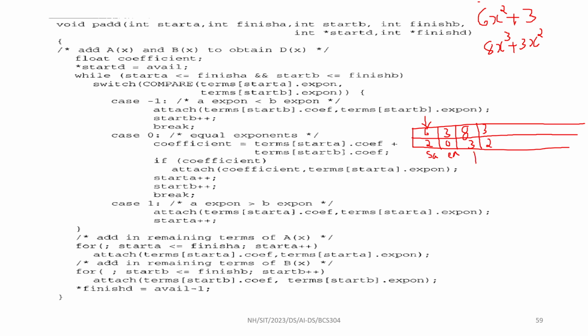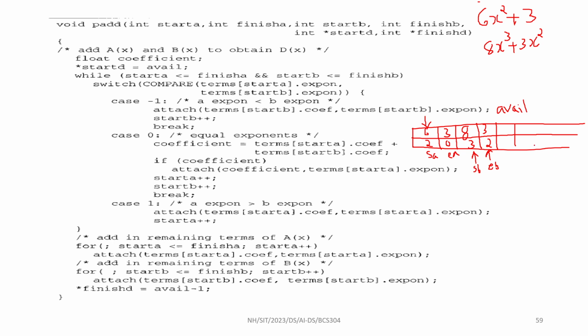This is the starting point of B. This is the end point of B, then nothing. This is avail. Right now, avail is the A. Avail is pointing to the next free location.